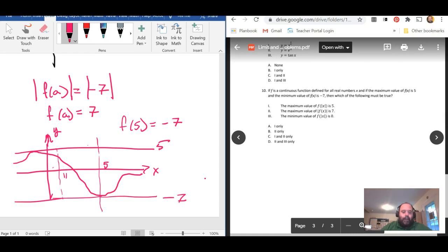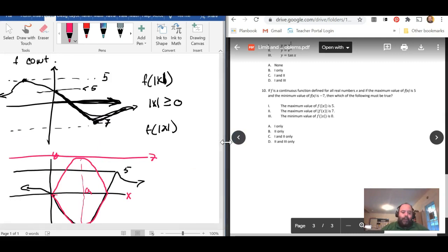Oh, okay. So f of the absolute value of 5 is f of 5, which is still -7, and -7 is less than 0. So the minimum value here is definitely not 0 in that case. So we disproved 3. We disproved 1, we disproved 3, we made an argument in favor of 2, so I'm going with answer B. Just 2. All right, I hope this is helpful.